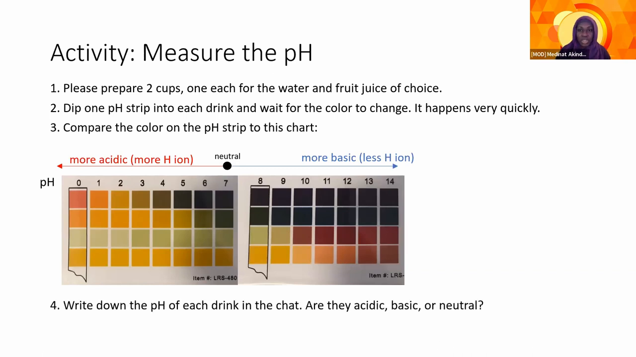So once you have the pH of each of your drinks, you can put that in the chat and then say if the solution is acidic, basic, or neutral. I guess while I'm waiting for some responses, I can just show you again how we measure the pH. It's very easy and quick to do. If there is a change, it should change pretty rapidly.